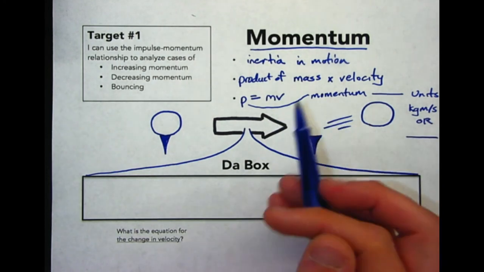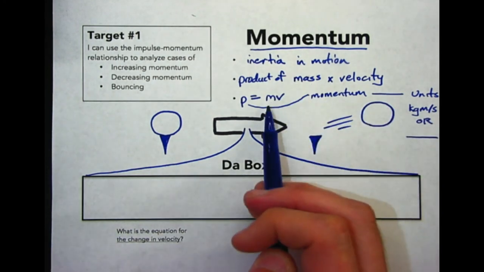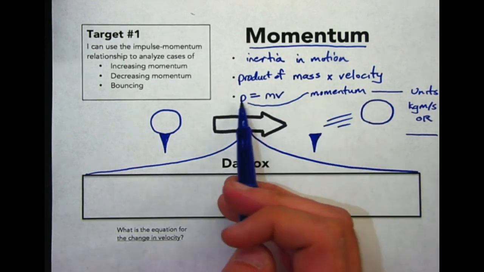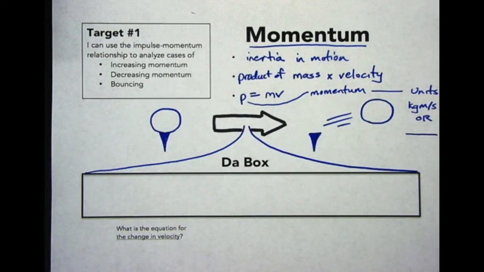So here's momentum, just the introduction to it. It's just mass times velocity, that's it, and we're going to represent it as P. So I'm going to have you guys work on a couple practice problems.